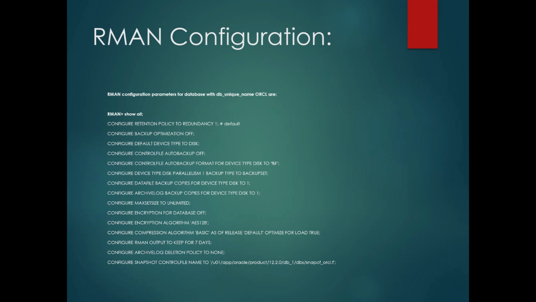The first thing is retention policy to redundancy 1. That means if you are taking any backup, the backup copy should be only one copy. And second, backup optimization is off. Backup optimization off means, for example, you have four or five tablespaces, you can consider A, B, C, and D. If you already have the backup, I mean, the B tablespace is offline.